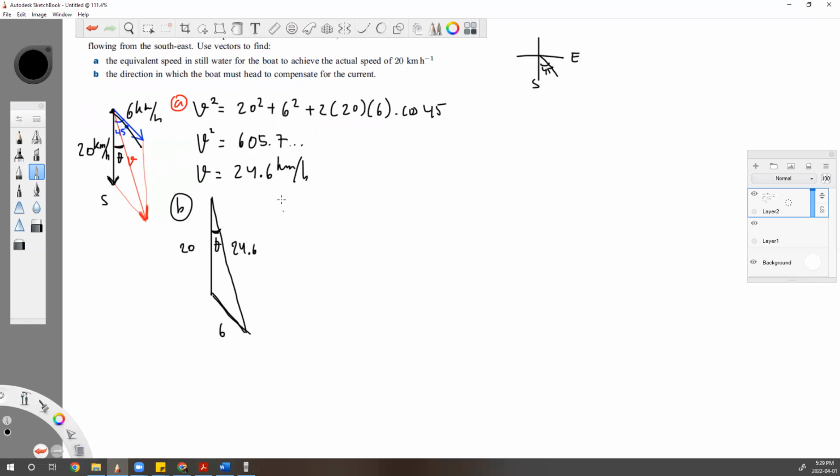So use the cos rule. I don't know what your teacher used, but I use the cos rule. How do you calculate the cos rule formula? We have 6 here. So this is the opposite. So 6 square equals 20 square plus 24.6 square minus, right? That's the cosine rule. 2 times 20 times 24.6 times cos theta. You will find the cos theta in a moment.